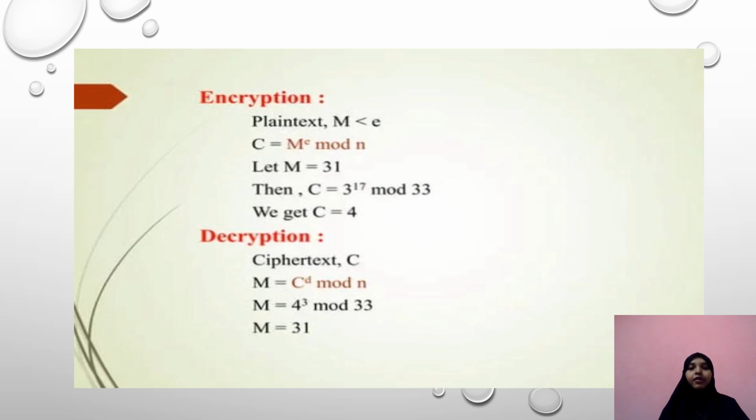In decryption, we very well know that we use the ciphertext for decryption. m is equal to c to the power d mod n. So here the c value is 4. So substitute c as 4. So 4 to the power 3 mod 33, we get the m value as 31.